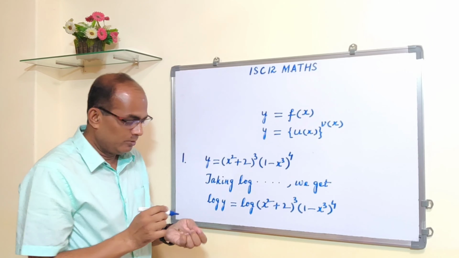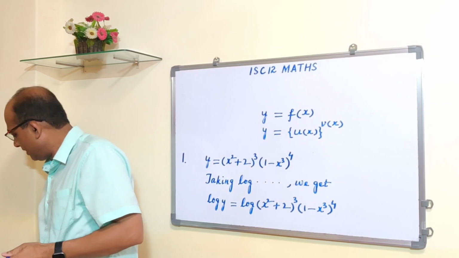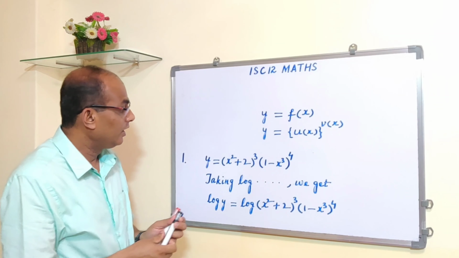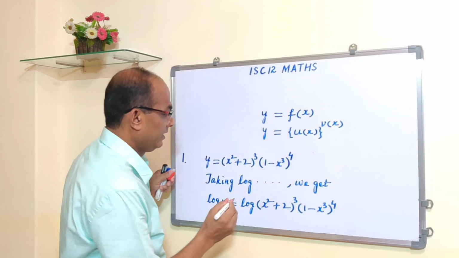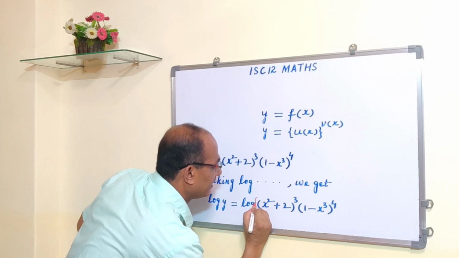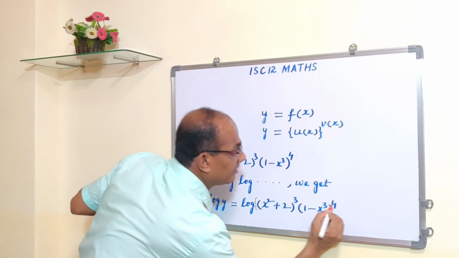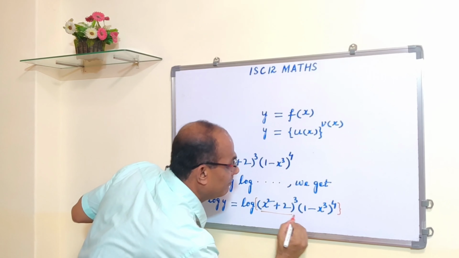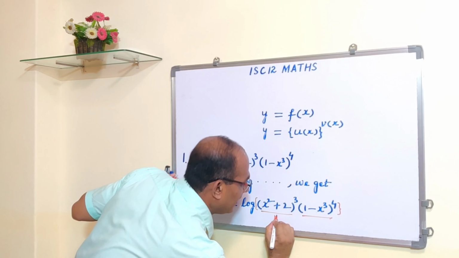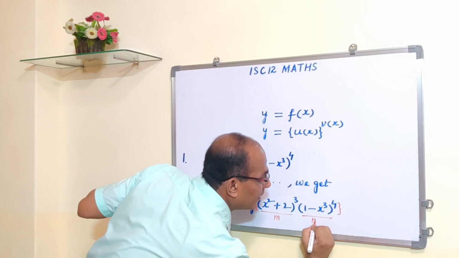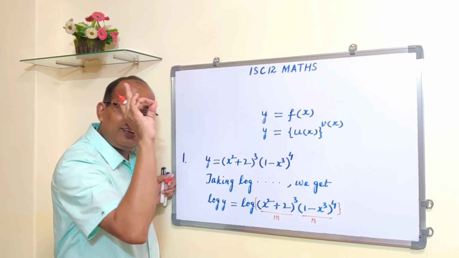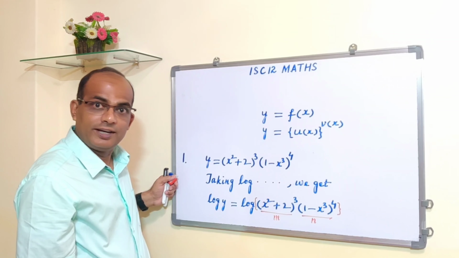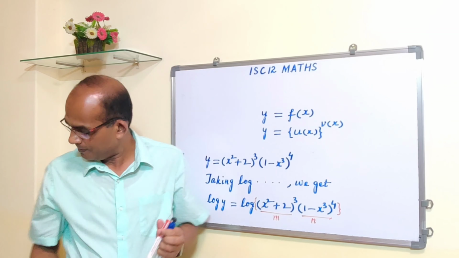Now here you apply the formula that we have learned in class 9. Log m into n is equal to log m plus log n. Do you remember? Log m into n. This is together like this. Alright? This you can call as m. This you can call as n. Right? So the log mn formula we learnt in class 9: log m into n is equal to log m plus log n. Fine. So then we can write down.